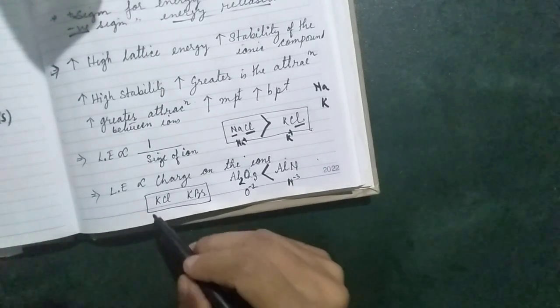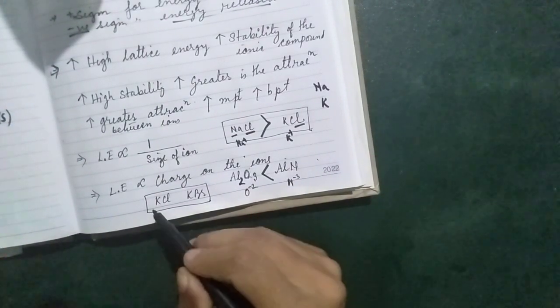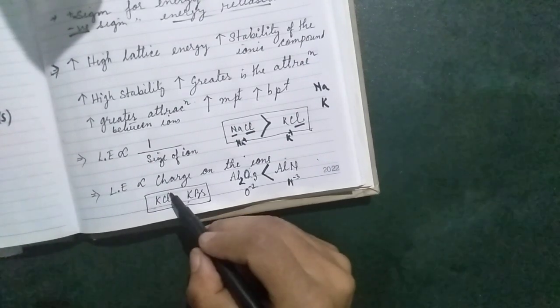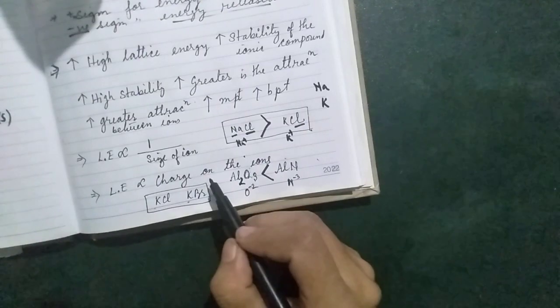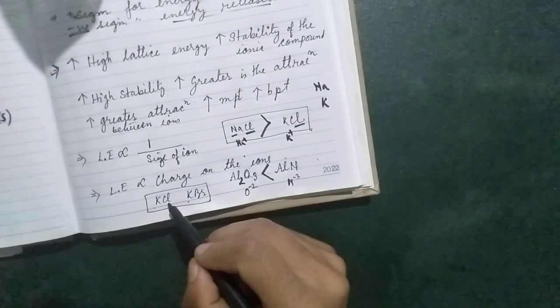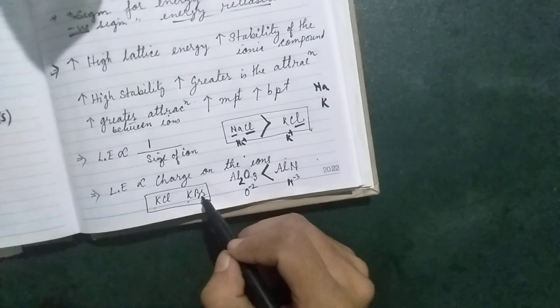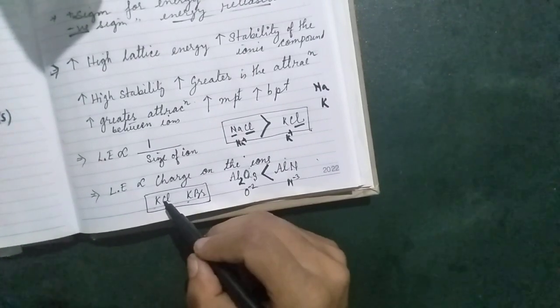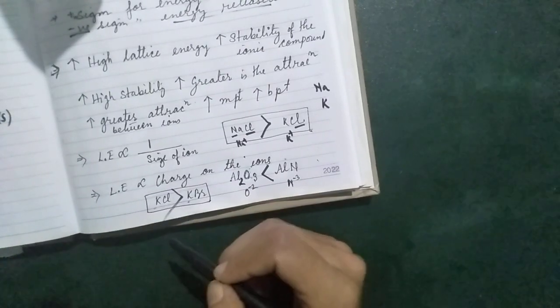Now KCl and KBr, here K is the same. The charge is also minus for both, so we will not consider charge since they are the same. We will consider the size. Which one has the bigger size? Bigger size means, inversely, less lattice energy. Less size means more lattice energy.